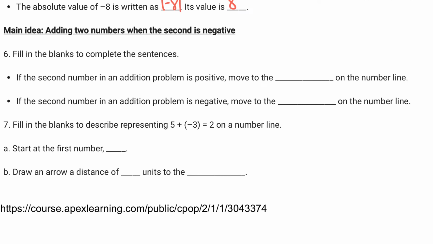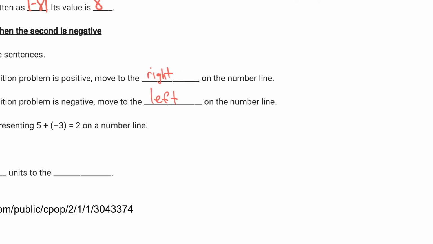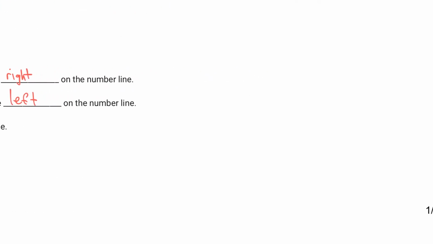So fill in the blanks to complete the sentences. Adding two numbers when the second number is negative. If the second number in an addition problem is positive, move to the right. If the second number in an addition problem is negative, move to the left on the number line. So for example, what's happening here is, you can have anything you want.